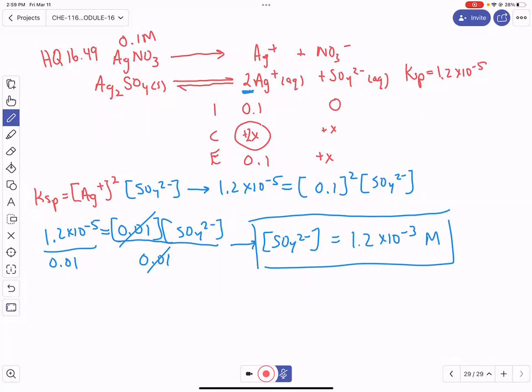And if we look at this, the molar solubility of silver sulfate, right? The question asks, what is the molar solubility? The molar solubility of silver sulfate is X, because for every 1 mole of silver sulfate that goes into solution, I'm going to get 1 mole of sulfate because they form in a 1-to-1 ratio. So my molar solubility of silver sulfate is also equal to that 1.2 times 10 to the minus 3 molar. Because that's the concentration of sulfate in solution, that also tells me how much silver sulfate was able to go into solution.